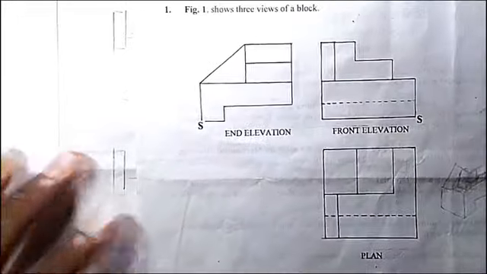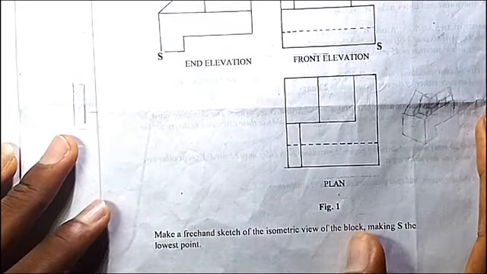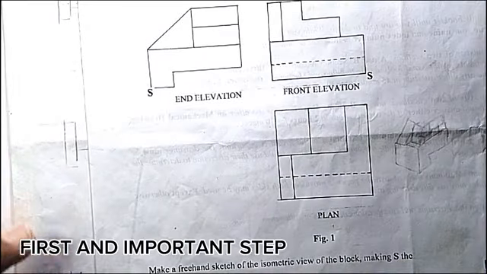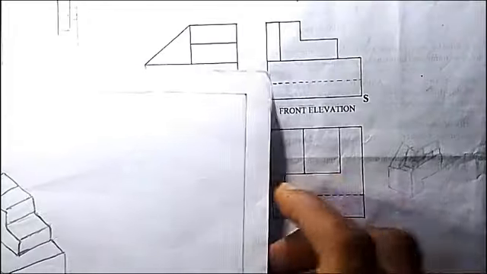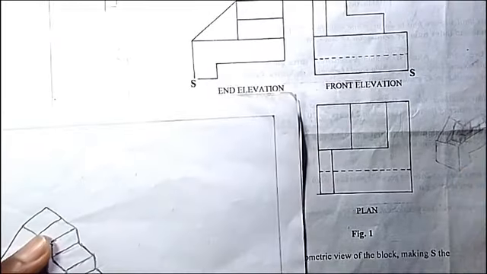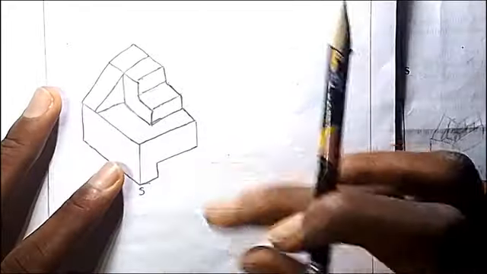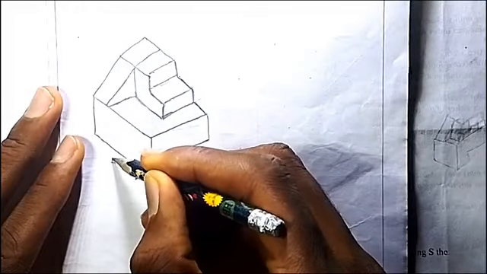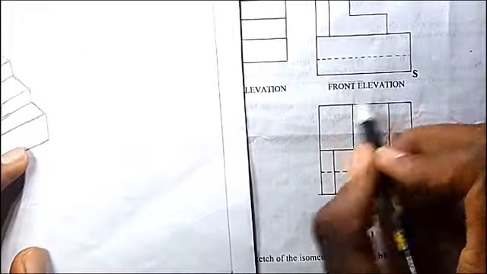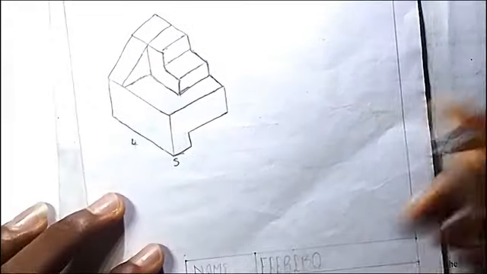But take note, no dimensions were given because we were asked to make a freehand sketch of the isometric view of the block. So since no dimensions were given, we'll have to impute our own dimensions. We'll create our own dimensions using our mind's eye. So using our freehand sketch of the block, we can just use here as 4 centimeters. Looking at the views, it's not that long. It's looking like 4 cm, so we can just use 4 cm.